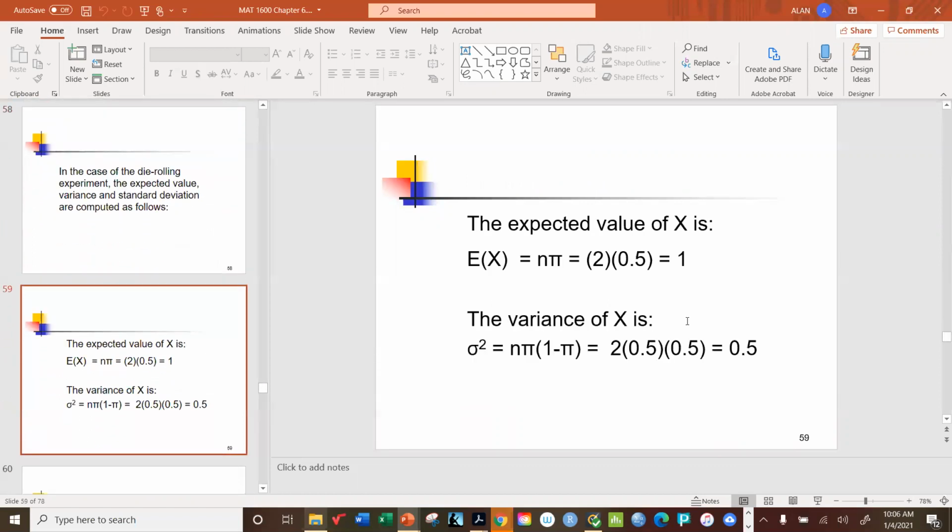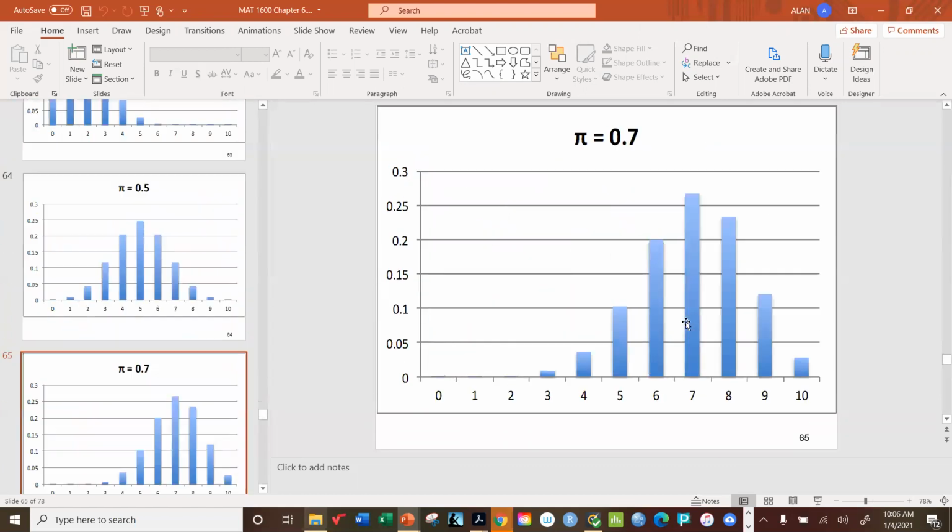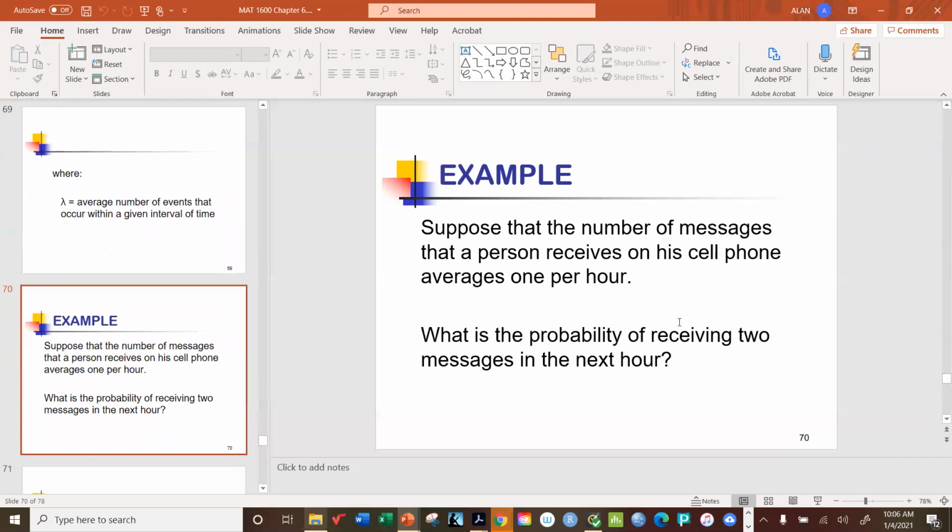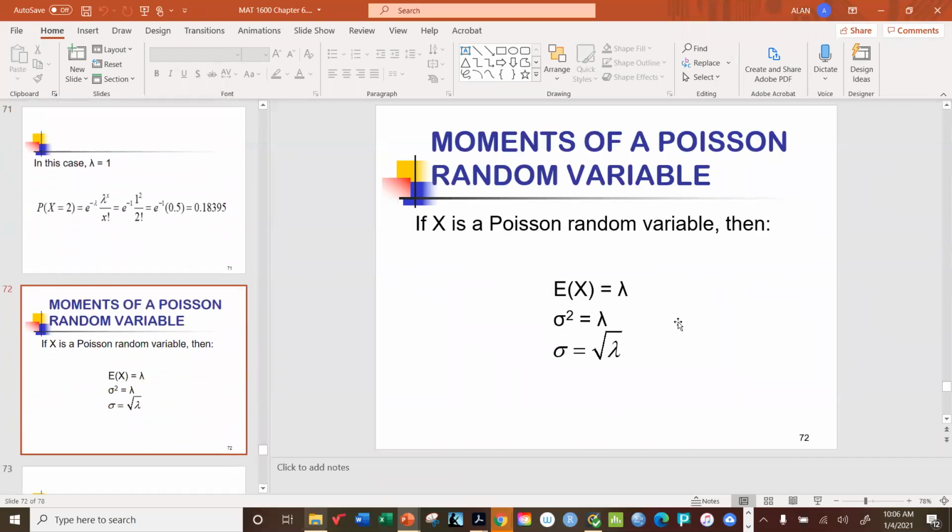For the Poisson distribution, we have a similar situation, except here the formulas are even simpler. I mean, it doesn't get much simpler than this. The expected value is lambda. The variance is also lambda, and that means, of course, that the standard deviation is the square root of lambda.